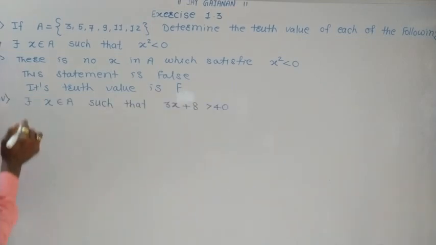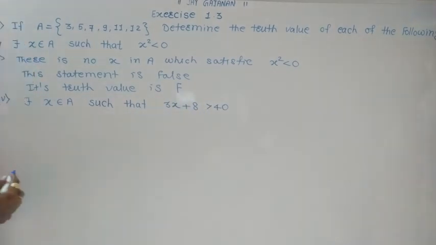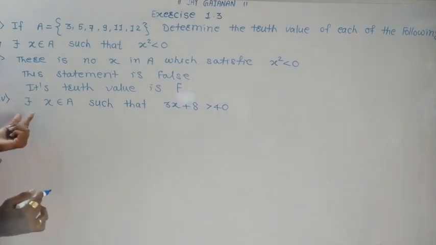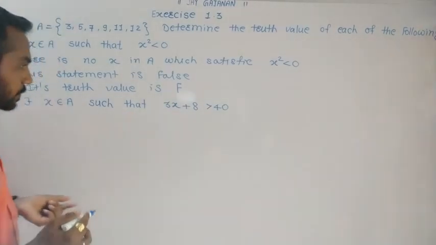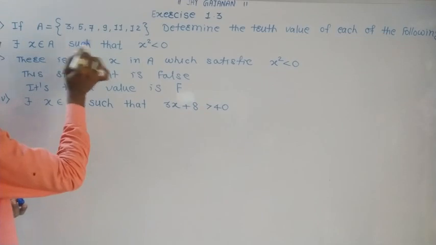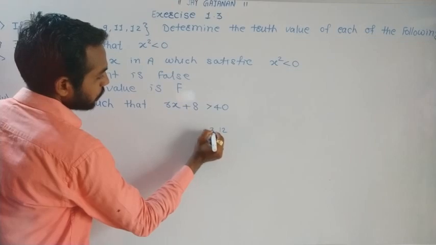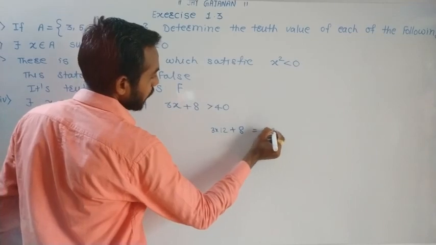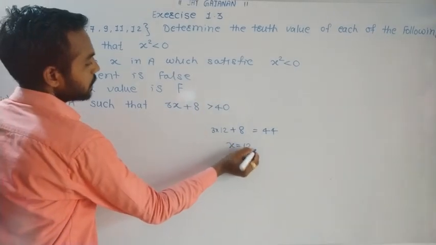Now the fourth example is there exists x belong to A such that 3x plus 8 is greater than 40. There exists, we have a symbol there exists, and we will use the condition of existential quantifier to determine whether the given statement is true or false. Now if we take a greater number 12, then 3 into 12 plus 8, 36 plus 8 is equal to 44, and 44 is greater than 40, means x is equal to 12 satisfy the condition.